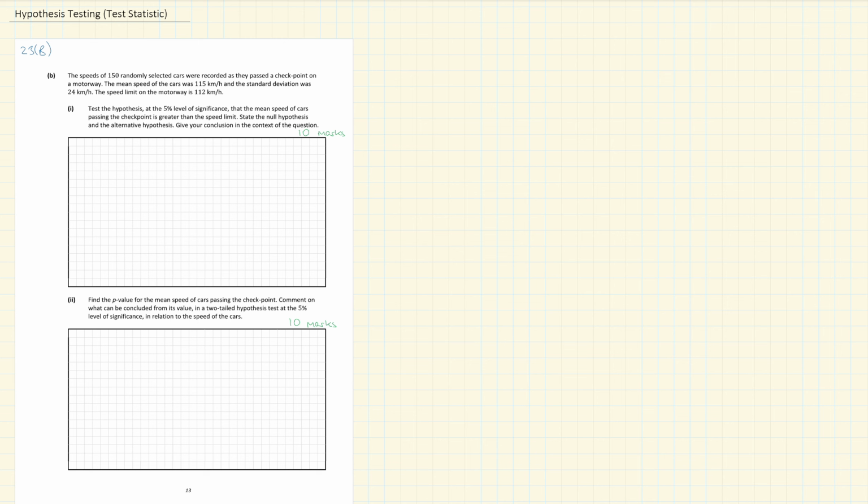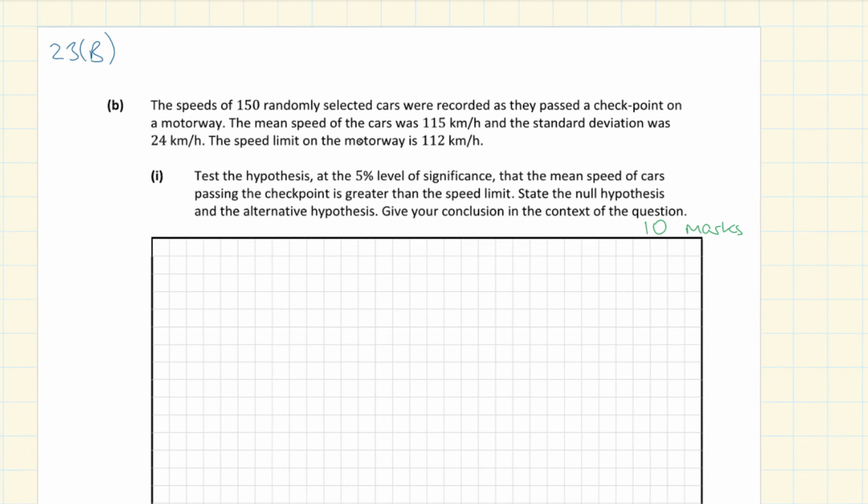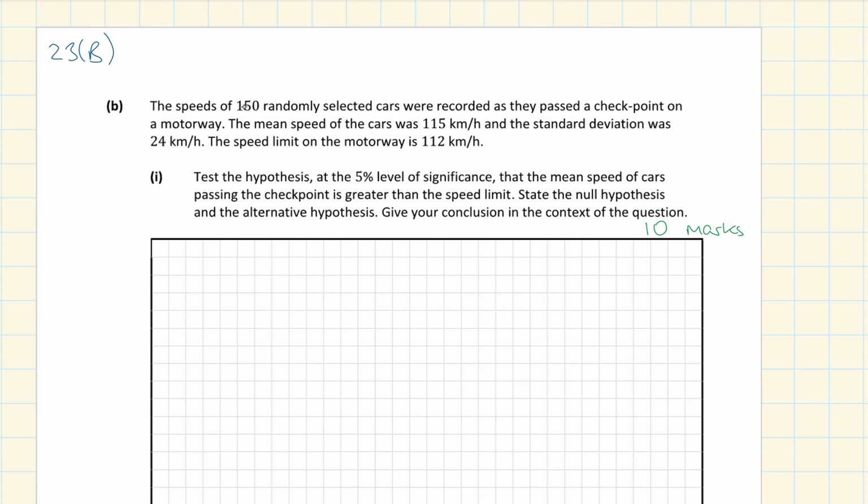In this video, we are going to look at a hypothesis test with a test statistic approach. So we'll have a look at the question and pull out our information. They tell us we have 150 randomly selected cars recorded as they pass the checkpoint. The mean speed is 115, the standard deviation was 24 kilometers per hour, and the speed limit is 112.